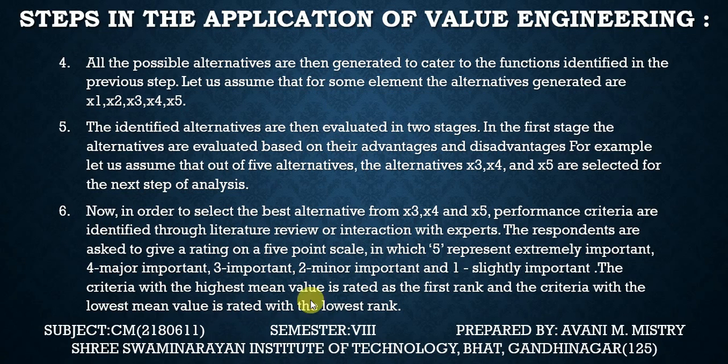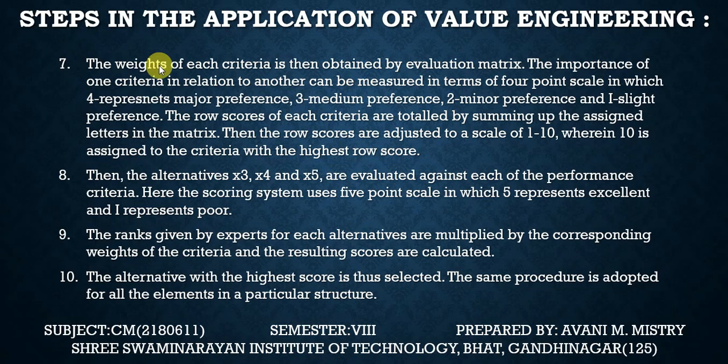The criteria with the highest mean value is rated as first rank, and the criteria with the lowest mean value is rated with the lowest rank. The weights of each criterion are then obtained by an evaluation matrix. The importance of one criterion in relation to another can be measured on a 4-point scale, in which 4 represents a major preference, 3 medium preference, 2 minor preference, and 1 slight preference. And the row scores of each criterion are totaled by summing up the assigned numbers in the matrix.